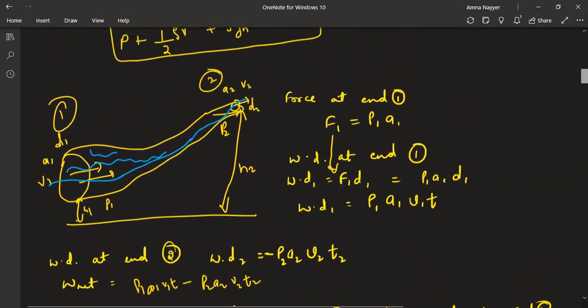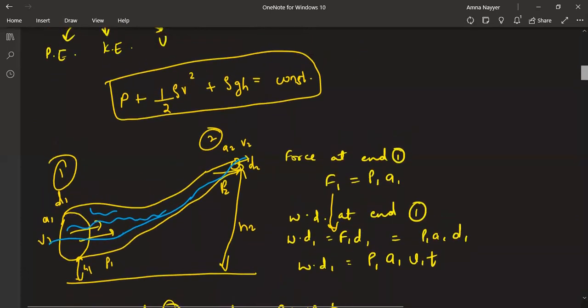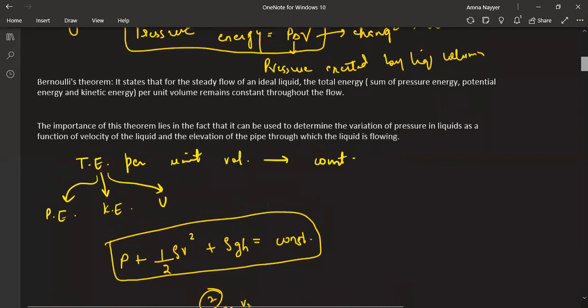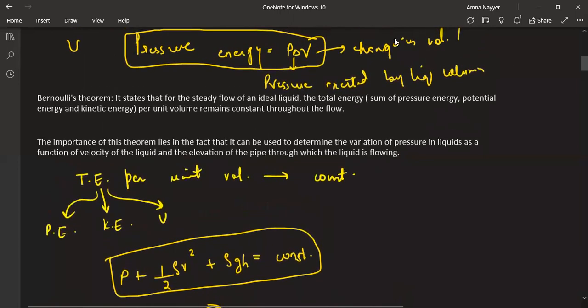Fine. So this is the derivation. It is a slightly long derivation. Note down all these points. Wherever you are not able to understand the derivation part, let me know. This question comes in your exam. Bernoulli's theorem is important.